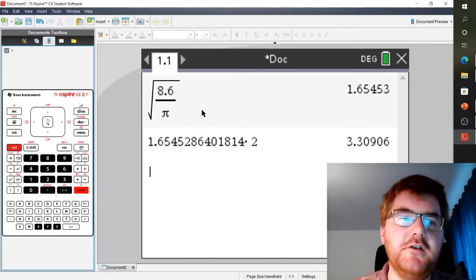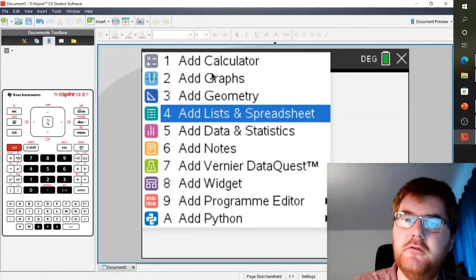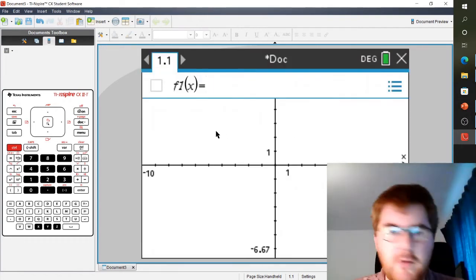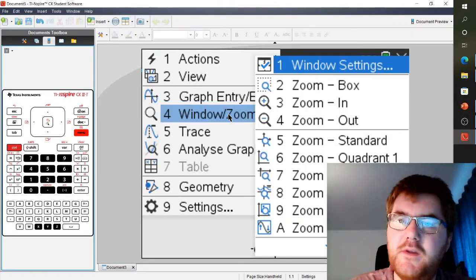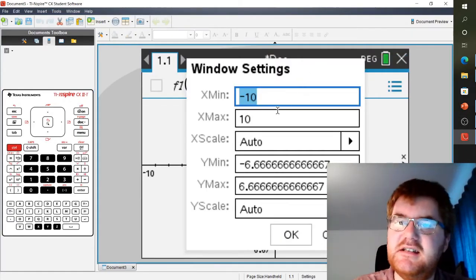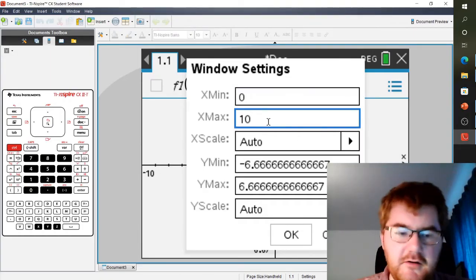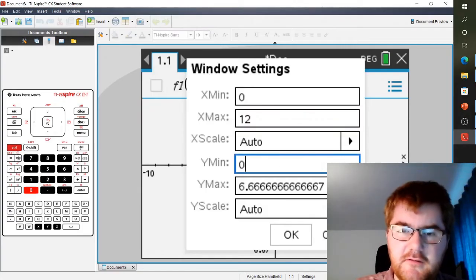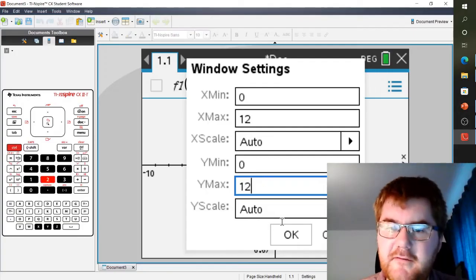So we are going to go to the on button, and we go to new, and we're going to go for graph this time. Now, in order to make it less confusing when we actually put the function in, we're going to go to menu first, window, and window settings, so we can set it the same way as the axes in the question. So we want to go from 0 to 12, and we also want to go from 0 to 12 here as well. So we'll have it ready to go when we write the function in.